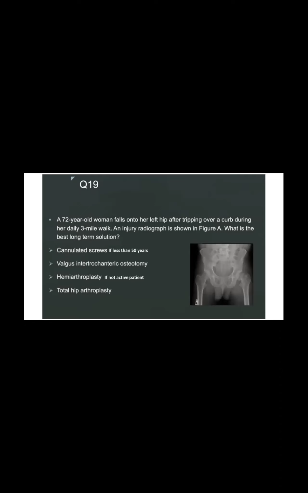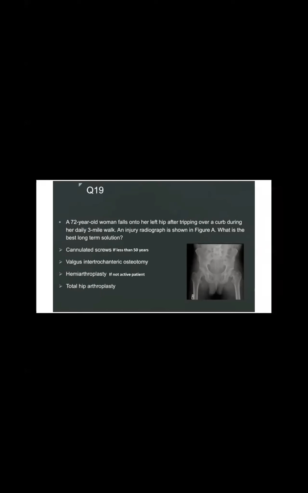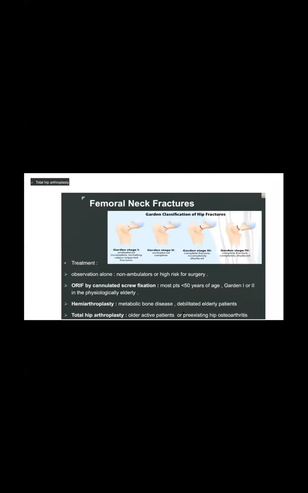The best long-term solution for this 72-year-old who has fallen is total hip arthroplasty. If the patient is not active, we can do hemiarthroplasty. If less than 50 years, we can do cannulated screws.